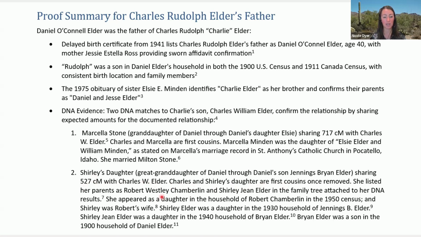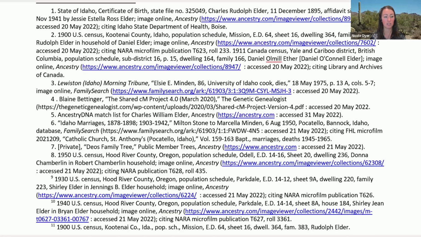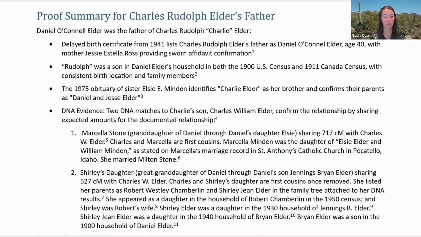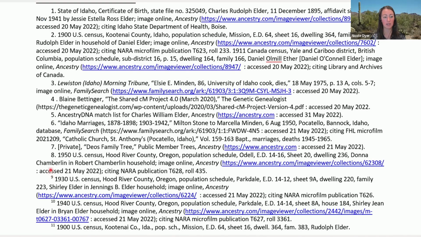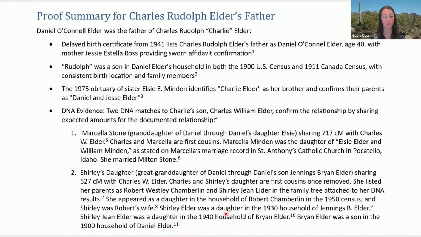And she listed her parents' names in her family tree. So I linked to that in footnote 7. So footnote 7 is here showing her tree. And then she appeared as a daughter in the 1950 census. So that's the next footnote. Footnote 8 is the 1950 census. And then Shirley was a daughter.